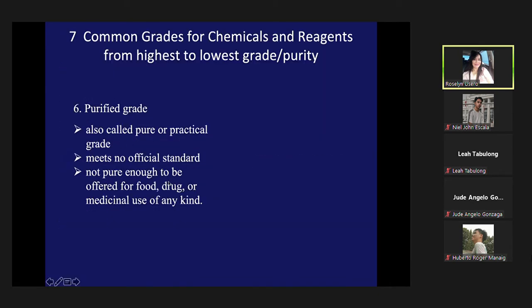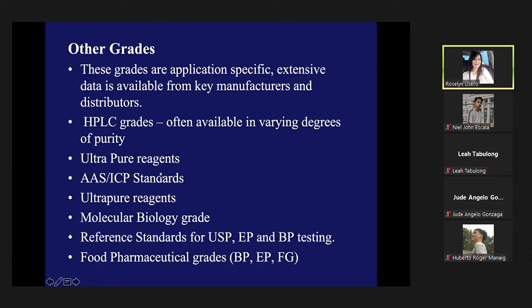Okay, 6, nauna ang 7. 6, purified grade, also called pure or practical grade, meets no official standard, not pure enough to be offered for food, drug, or medicinal use of any kind. Next, there are also other grades, other than the 7 common grades.